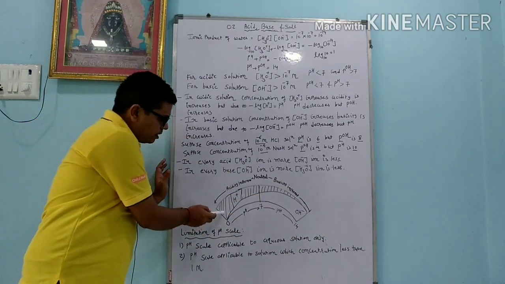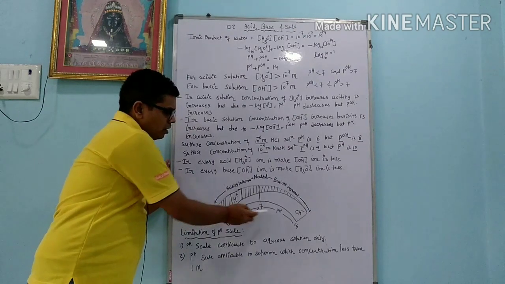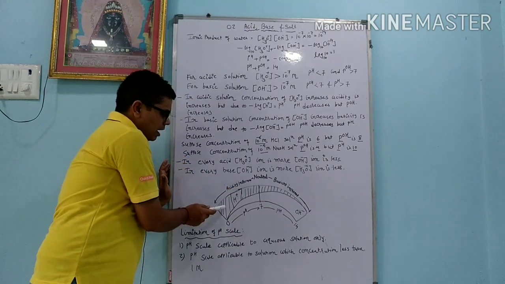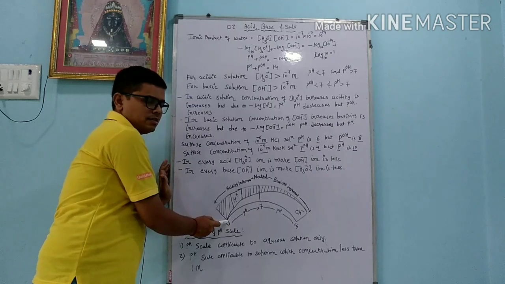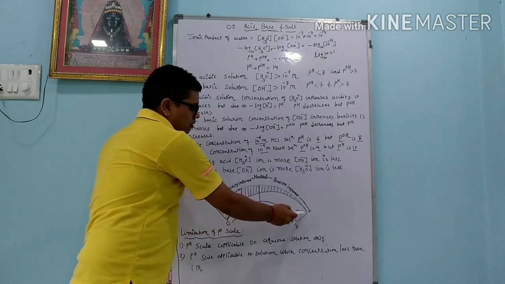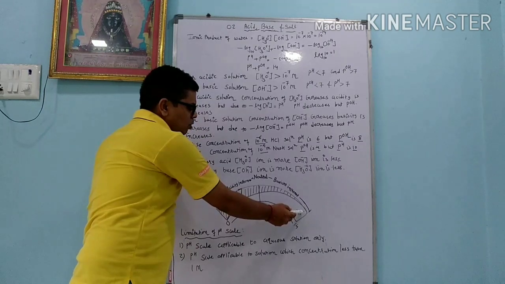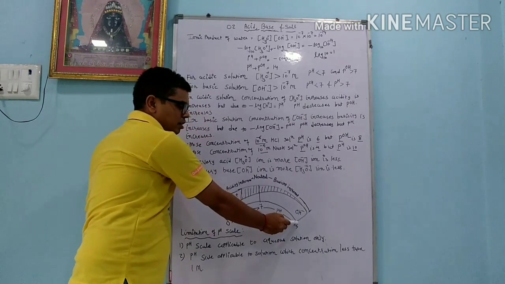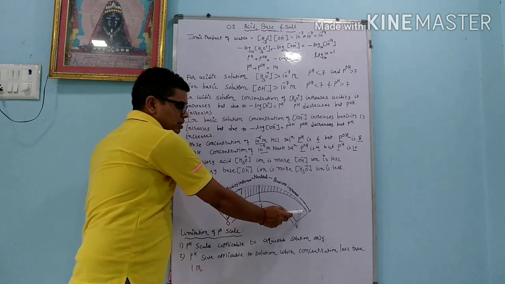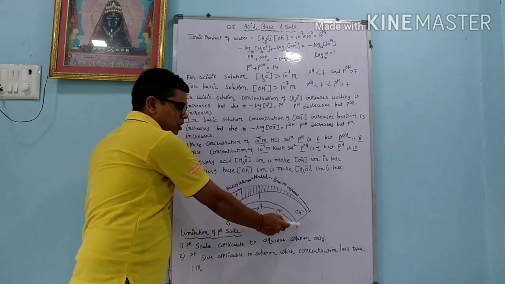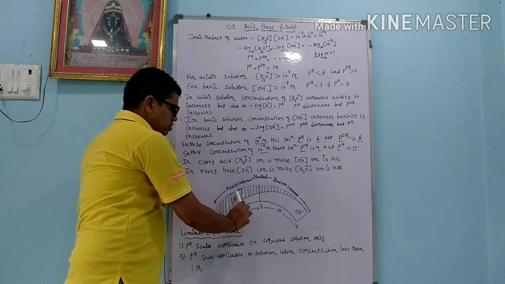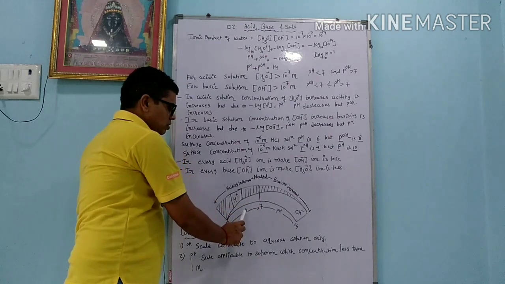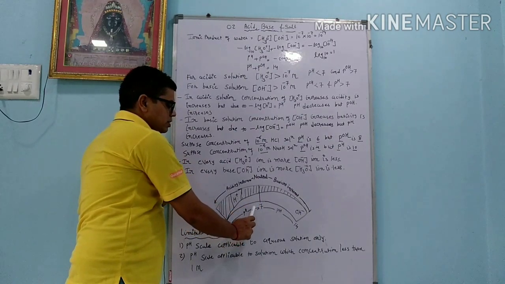Now we will understand the pH scale. Here the concentration of H plus ion is more, and here the concentration of OH minus ion is more. Where concentration of H plus ion is more, you see that pH value is less. Where concentration of OH minus ion is more, pOH value is less, but pH value is maximum. Now slowly the concentration of H plus ion is what? Decreases. As the concentration of H plus ion decreases, pH value increases.